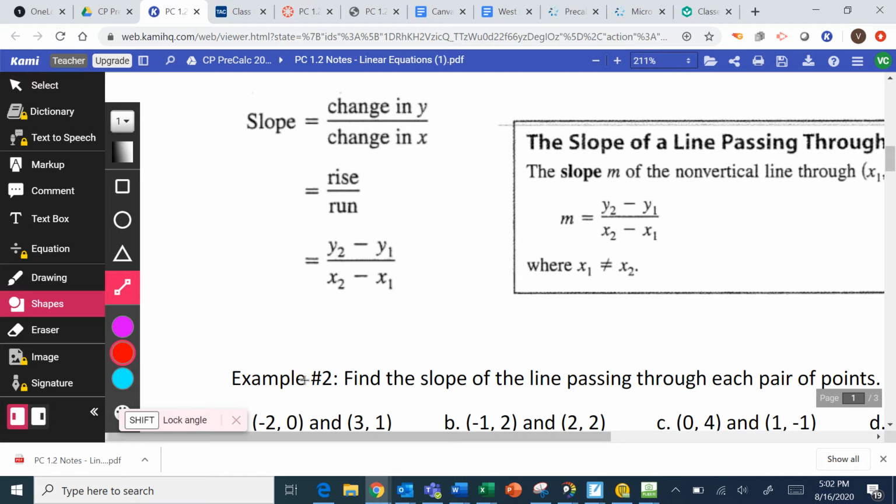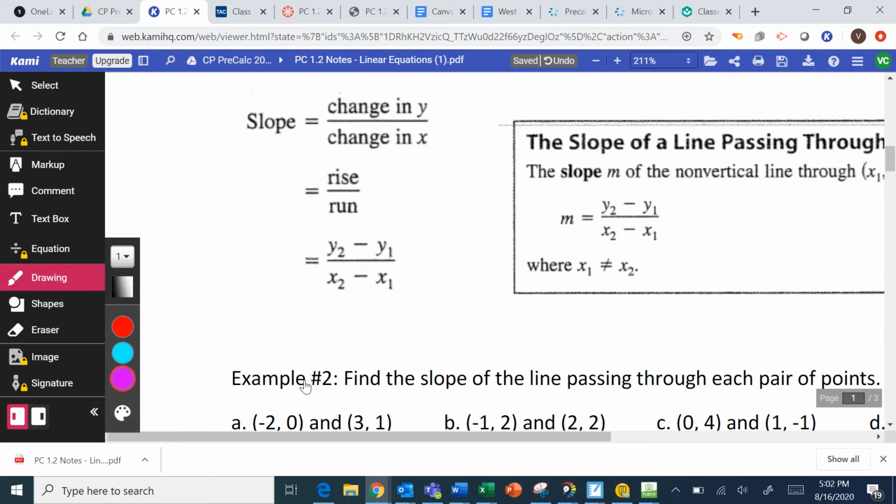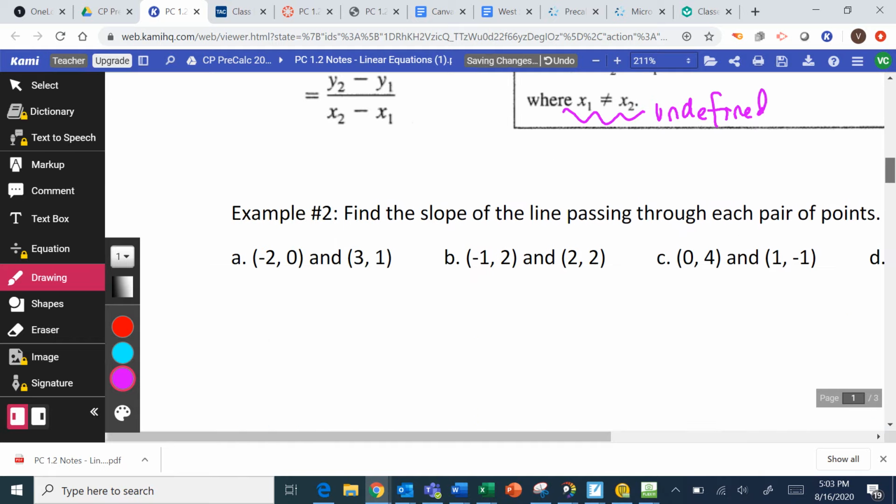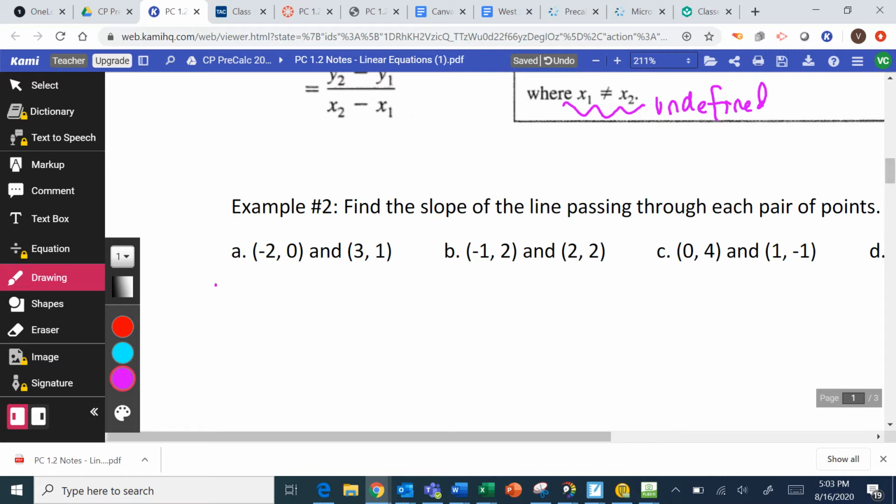And this cannot work if the x's are the same. If the x's are the same, then this would be undefined slope. So find the slope. We're just going to do our second y minus our first y over our second x minus our first x. And when we have minus a negative, change it into plus positive. We've got 1/5. So our slope is 1/5.